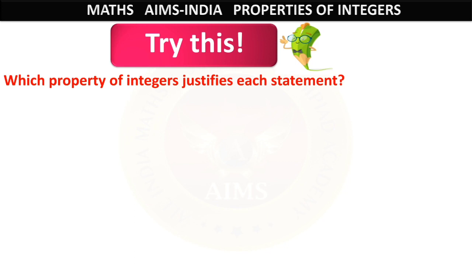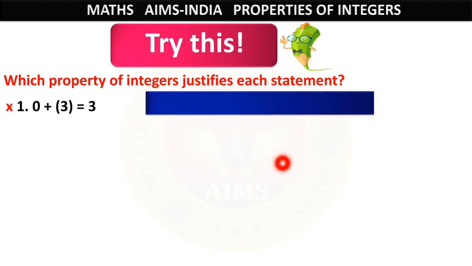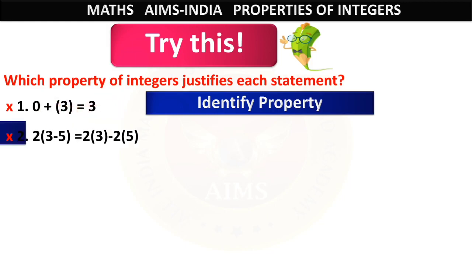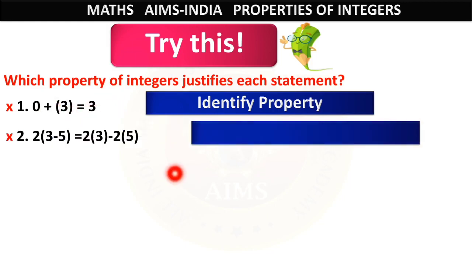Before going, try this. First statement is 0 plus 3 is equal to 3. Now which property is this statement justifying? 0 plus 3 is equal to 3. Which property is this statement following? Yes, it is following the identity property. Even when we add 0 to 3, the answer we got is 3 only. The identity is not changed. So the statement is following identity property.